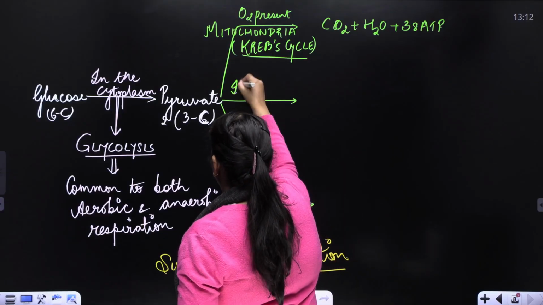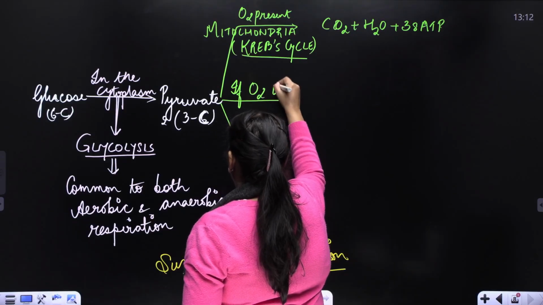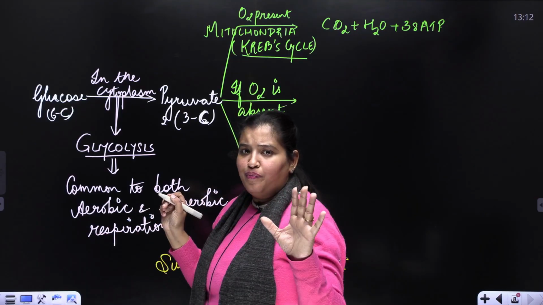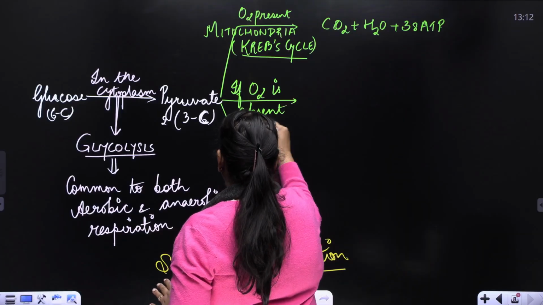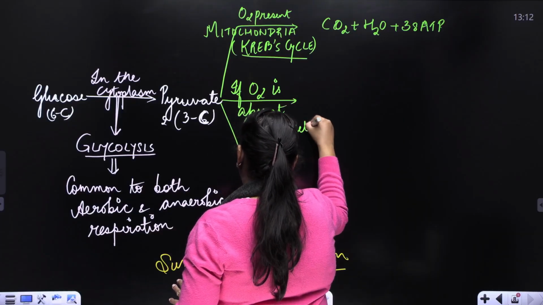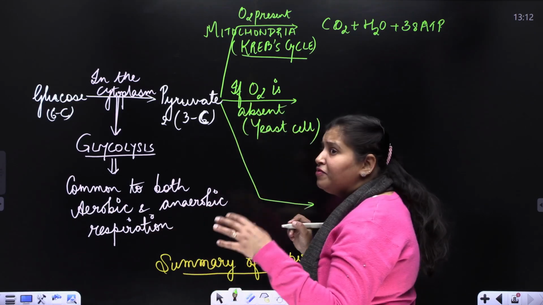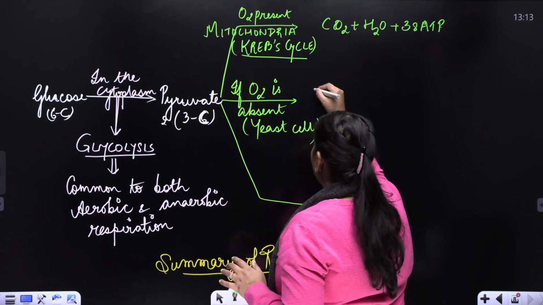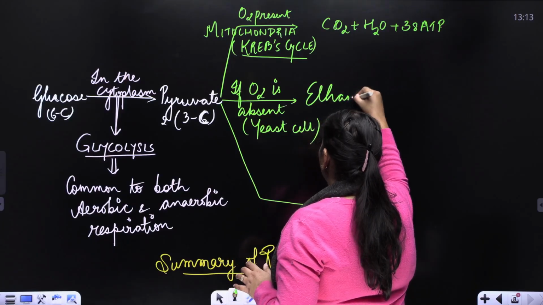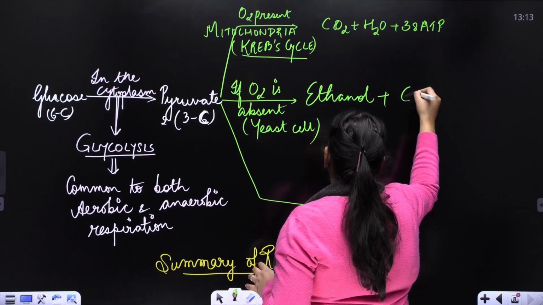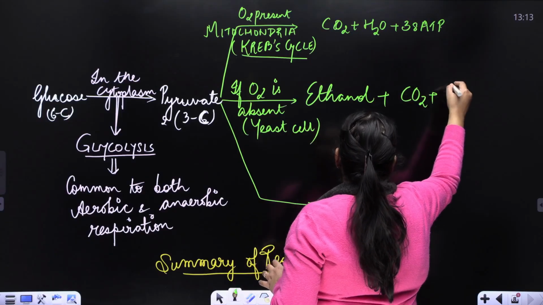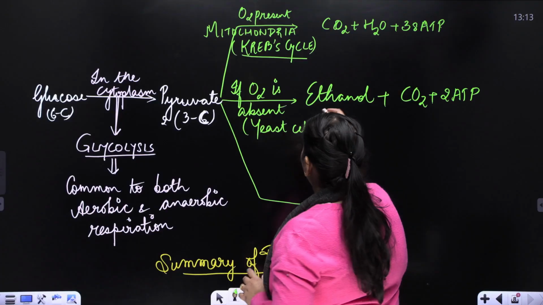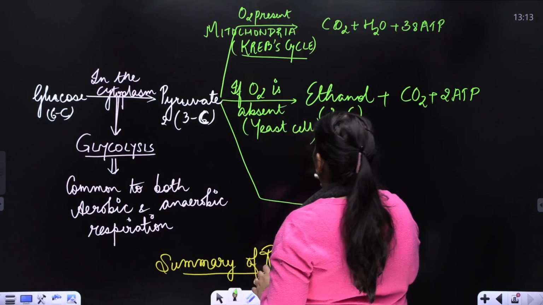Right. If oxygen is absent, then yes. If oxygen is absent, absent means 0. Then it will take place in the yeast cell. All right. Absent means even if it is present in the air, yeast is not using it. All right. So here the product is ethanol plus carbon dioxide plus 2 ATP. Now 3 carbon is changing into 2 carbon compound.